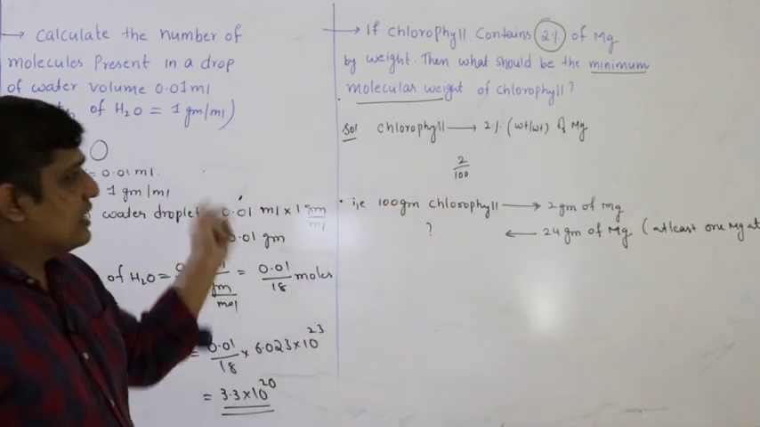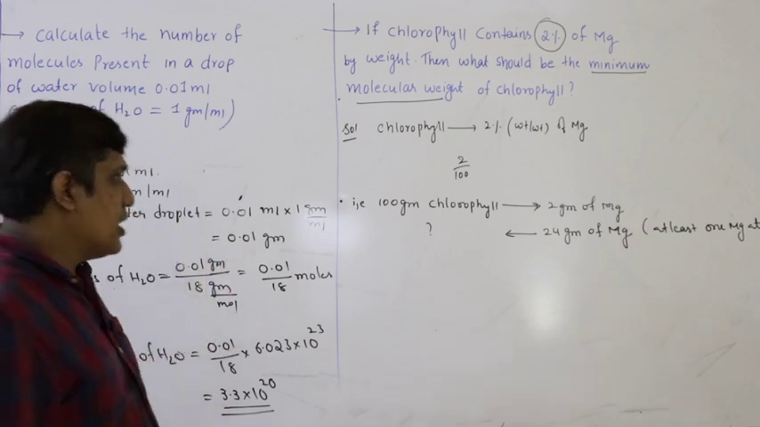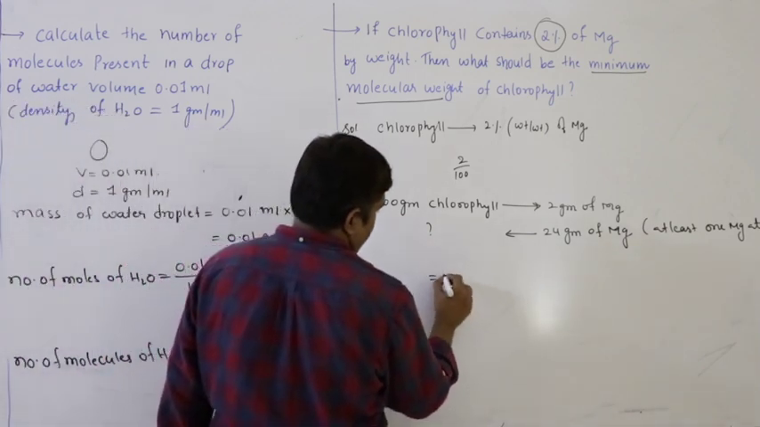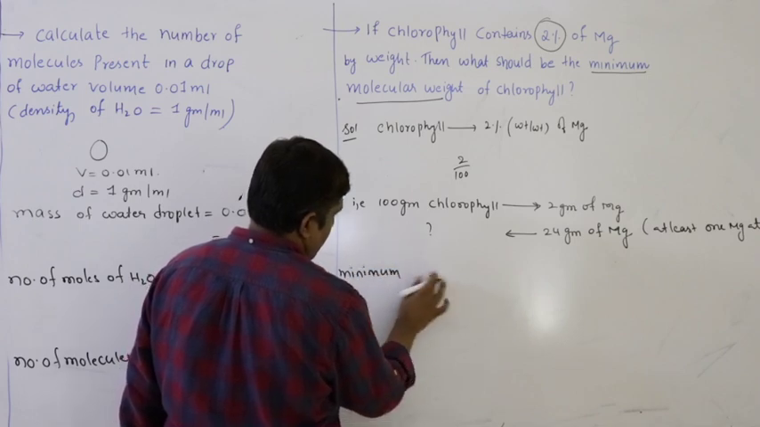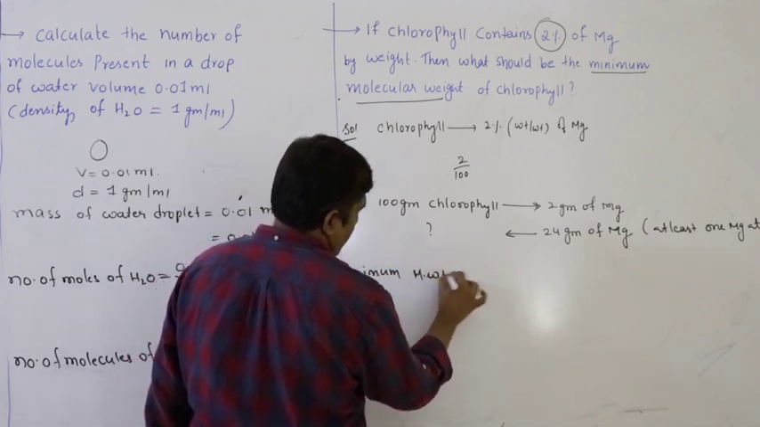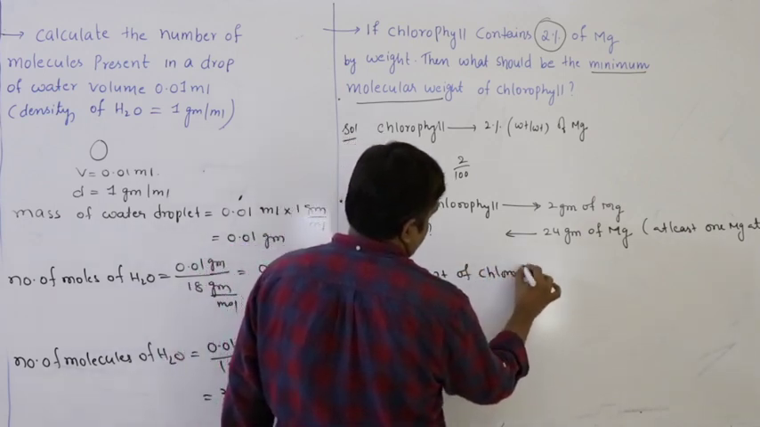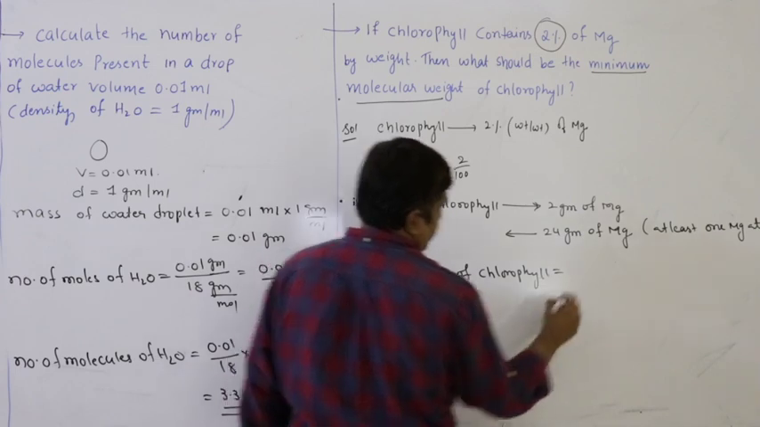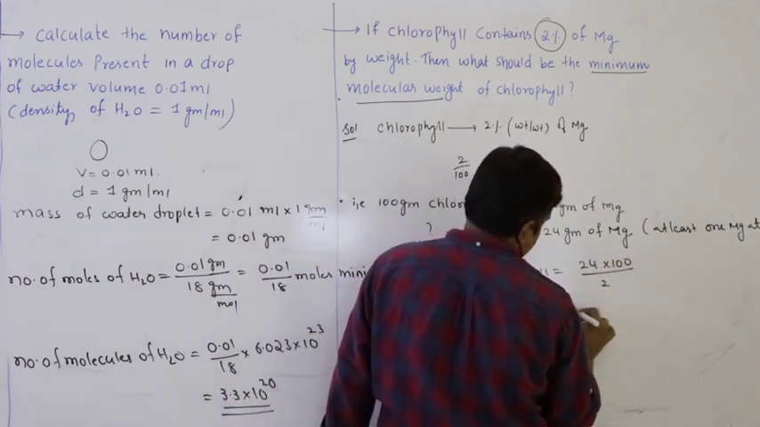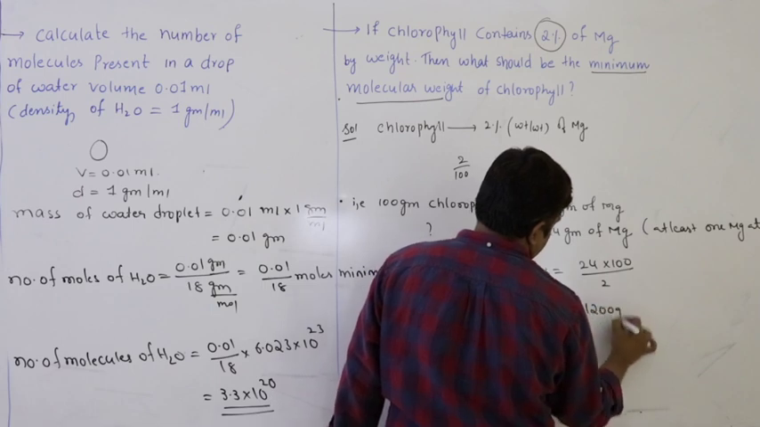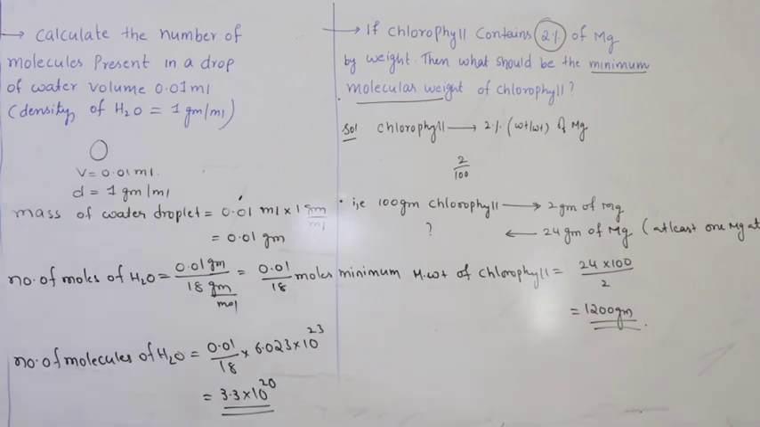So every 100 grams contains 2 grams. So at least 1 magnesium should be present. That means for 24 grams, how much? So the minimum molecular weight of chlorophyll is 1200 grams.